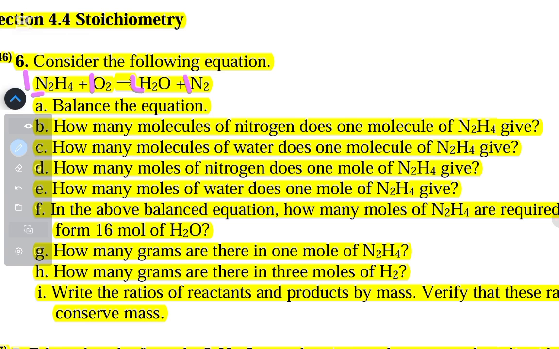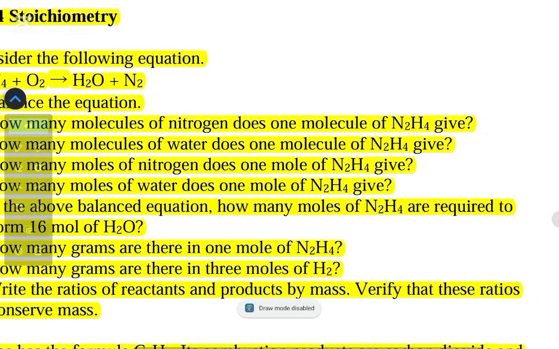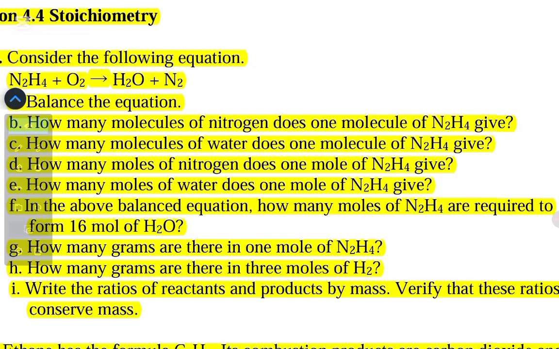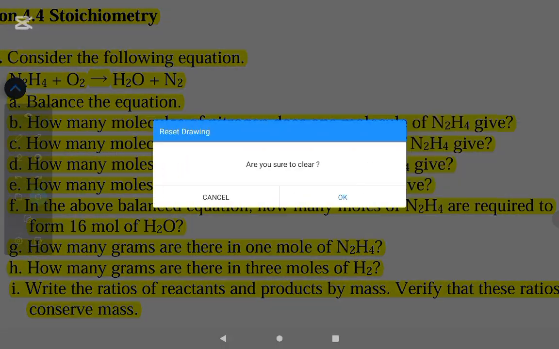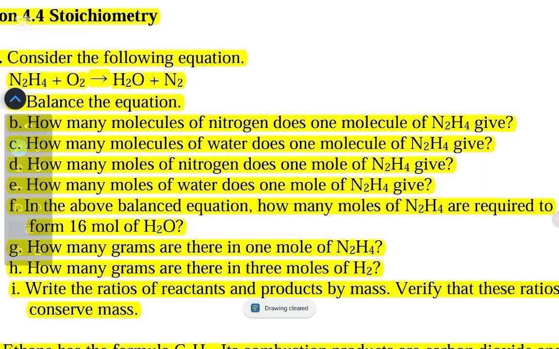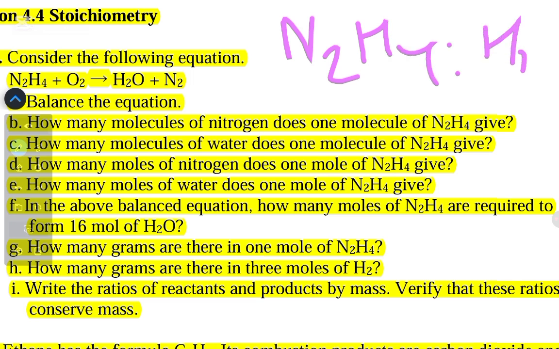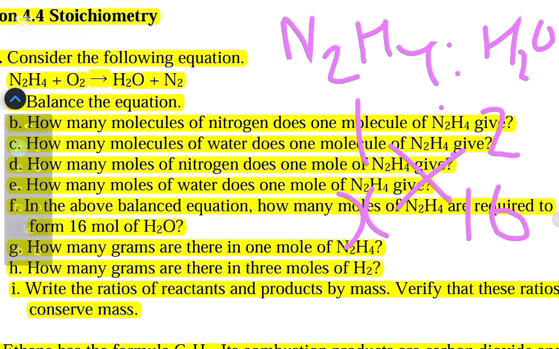In the above balanced equation, how many moles of N2H4 are required to form 16 moles of H2O? We're going to write the mole ratio, N2H4 to H2O. The ratio is 1 to 2. We need 16 moles of H2O, so how many moles of N2H4? Cross multiply: 16 divided by 2 is equal to 8. So 8 moles of N2H4 are required.